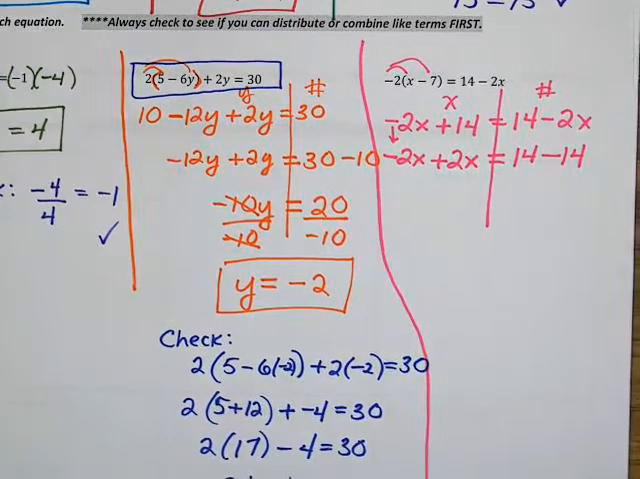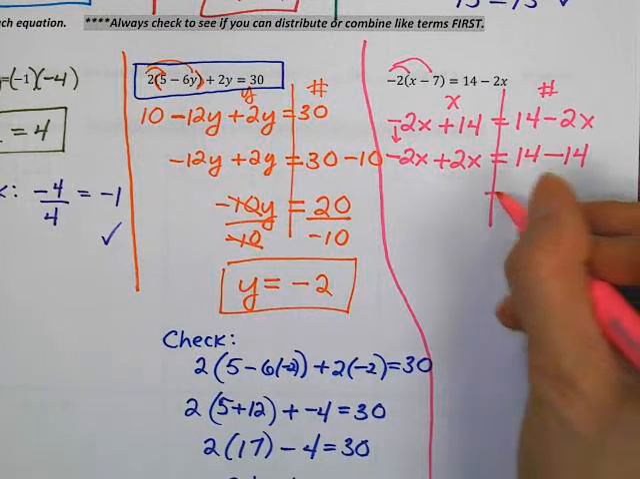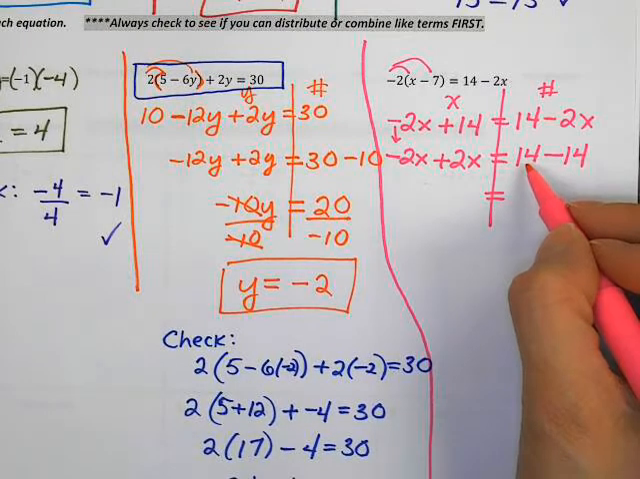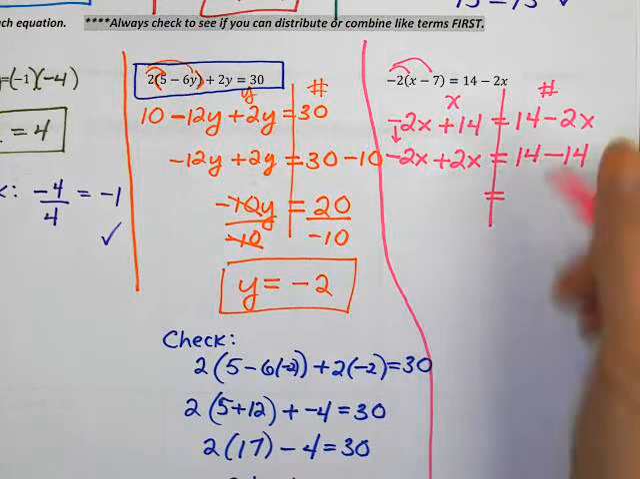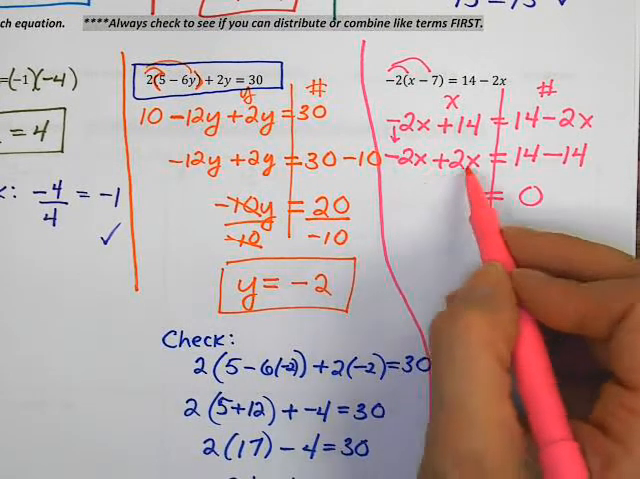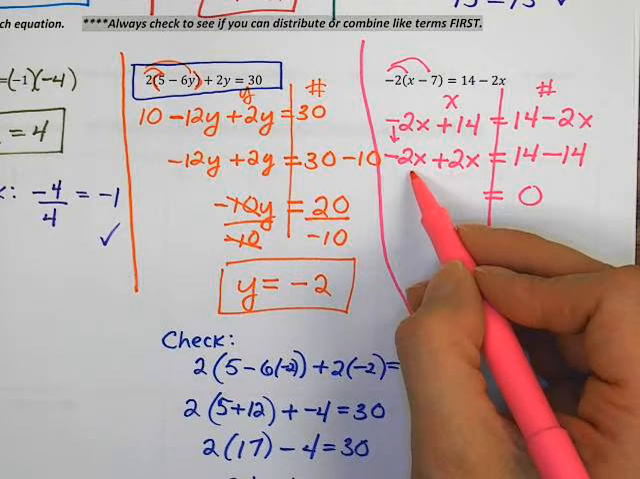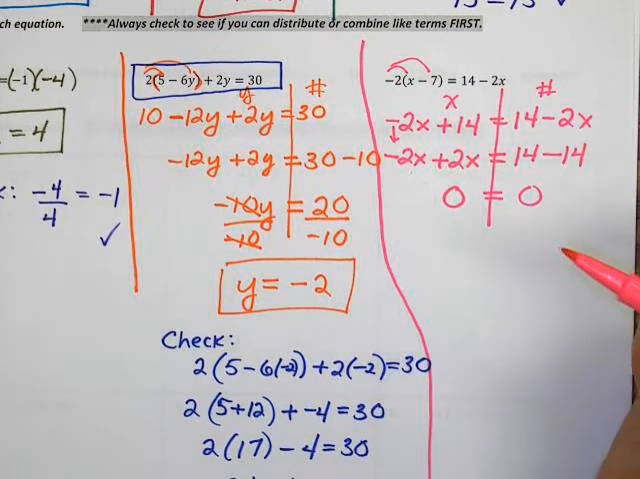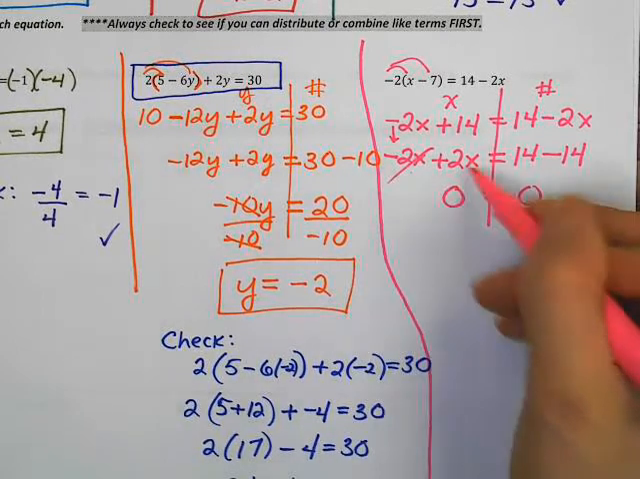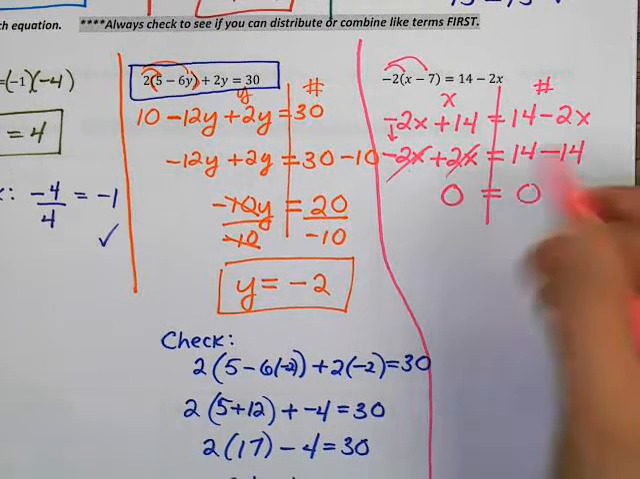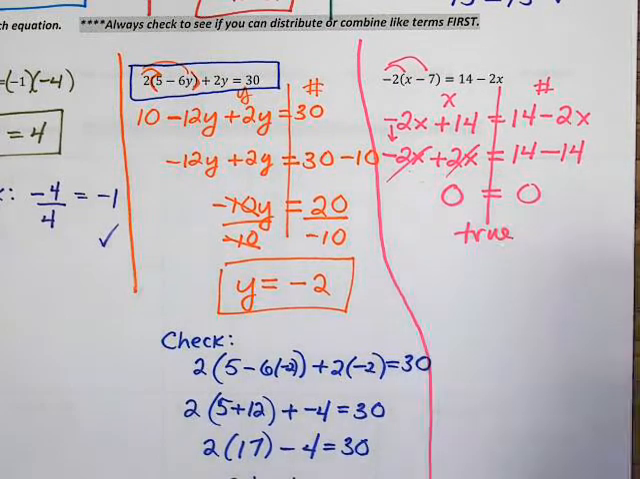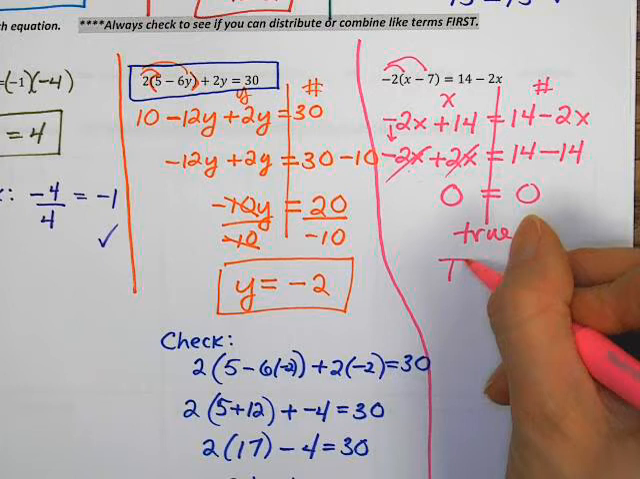Oh, this is one of those weird problems, right? Okay, 14 minus 14. If you have $14 and I take $14 away, you have $0. Similarly with x's. You have 2 x's, I subtract 2 x's, you just write 0. Okay, don't write 0x, it's just nothing. They totally canceled out. Okay, this is a true statement, so my answer is identity.